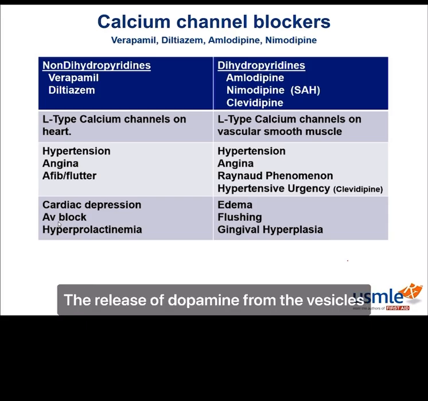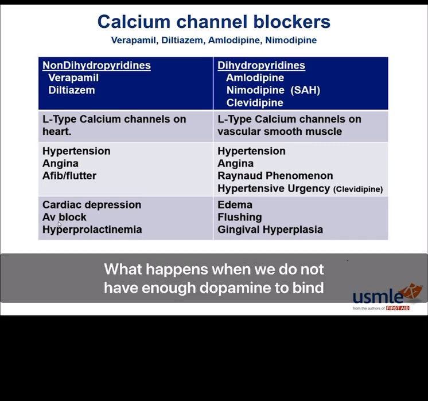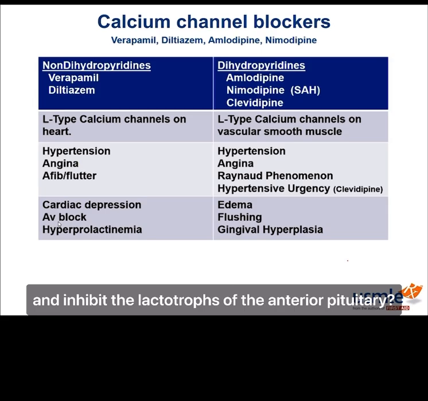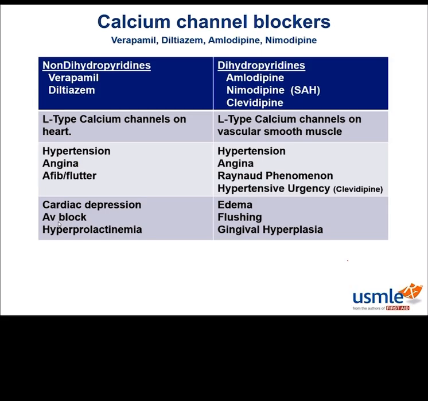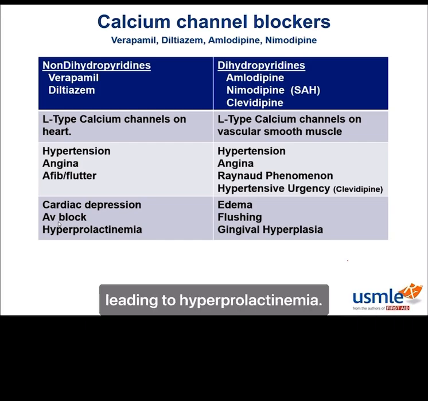The release of dopamine from the vesicles is dependent on calcium influx. Verapamil is the bad guy here and inhibits this calcium influx. What happens when we do not have enough dopamine to bind and inhibit the lactotrophs of the anterior pituitary? Well, they are not inhibited from producing prolactin, leading to hyperprolactinemia.